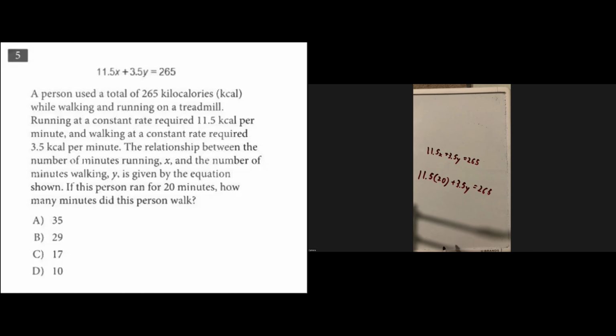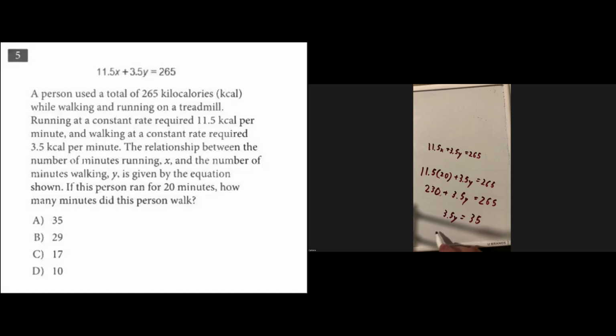So once we multiply this out, we would get 1.5 times 20 is 23 with the additional 0, so 230, plus 3.5y equals 265. Subtract 230 from both sides, and you get 3.5y equals 35. Divide by 3.5, and you get y is equal to 10. So the correct answer is answer choice D.